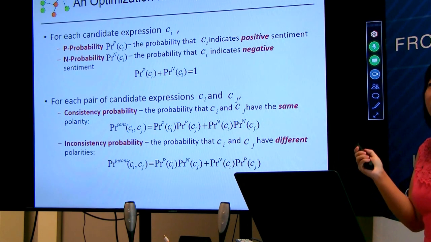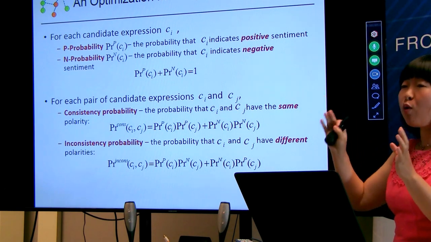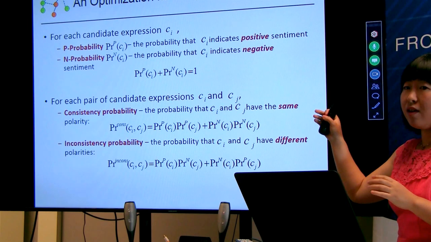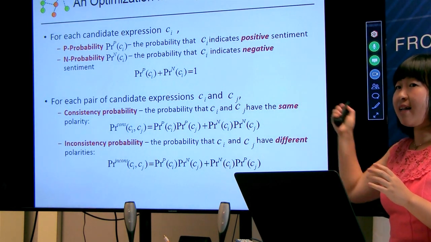So if we assume that we know the P and N probability of a candidate, actually we only need to know the P probability, because the N probability is just 1 minus that, right? So that is something we want to estimate, but how to estimate that?